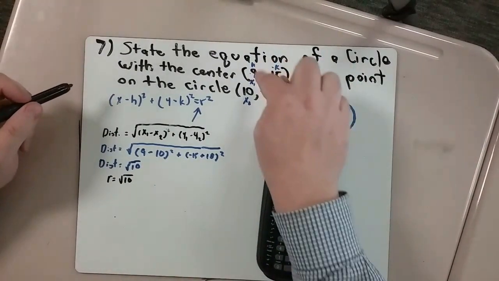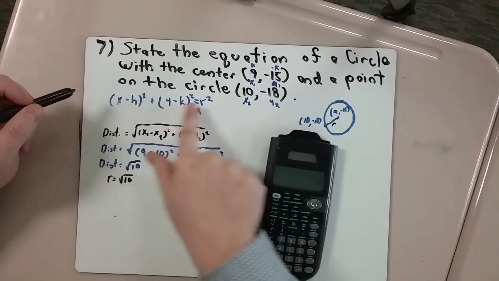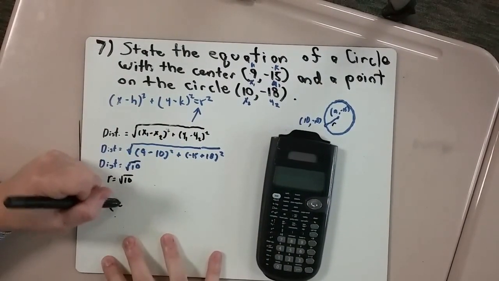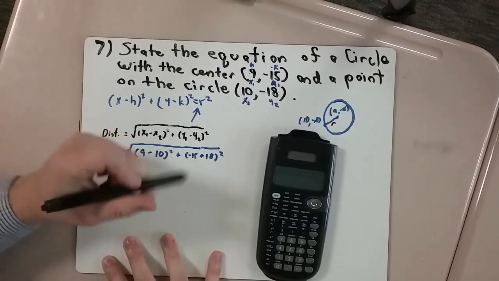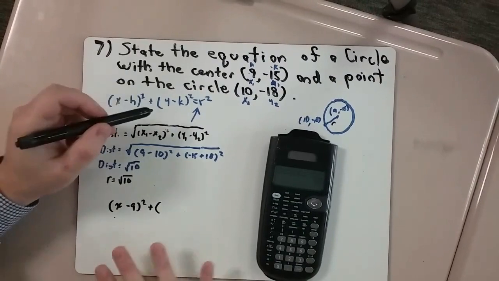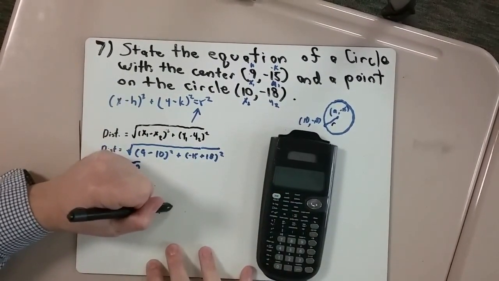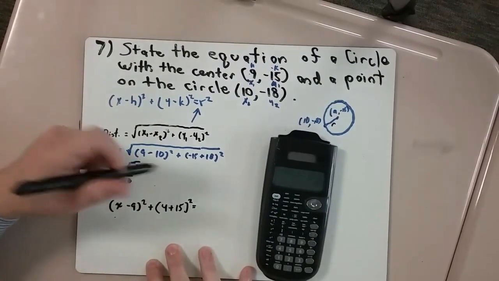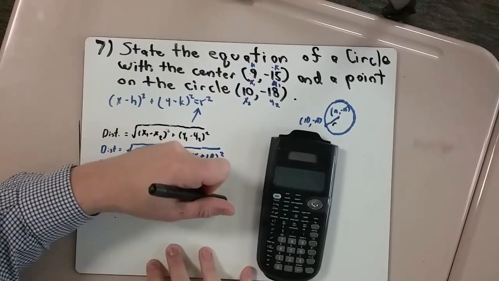All right, I have my h and k and my radius, so I'm going to just plug that right into here. Let's say x minus 9 squared plus, let's see, k is -15, y plus 15 squared equals square root of 10 squared.